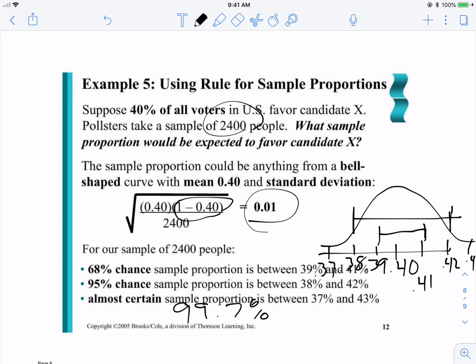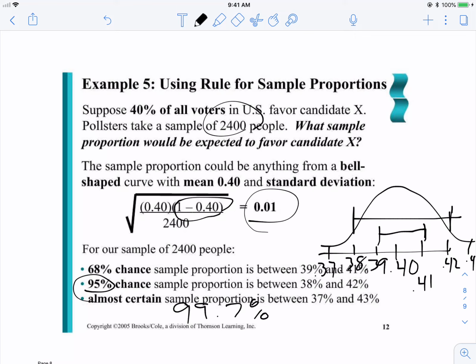So if we got a sample leading up to this election and 42% of the voters favored this candidate, well, 95% of the samples that we would take of size 2,400 are going to be between 38 and 42%. So that's pretty reflective of the population as a whole.